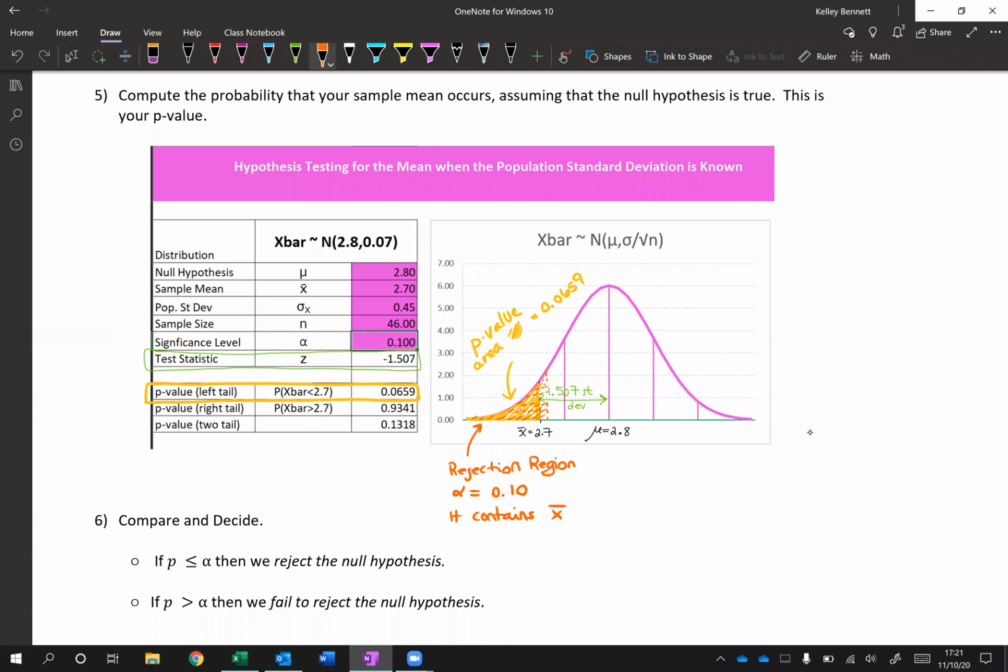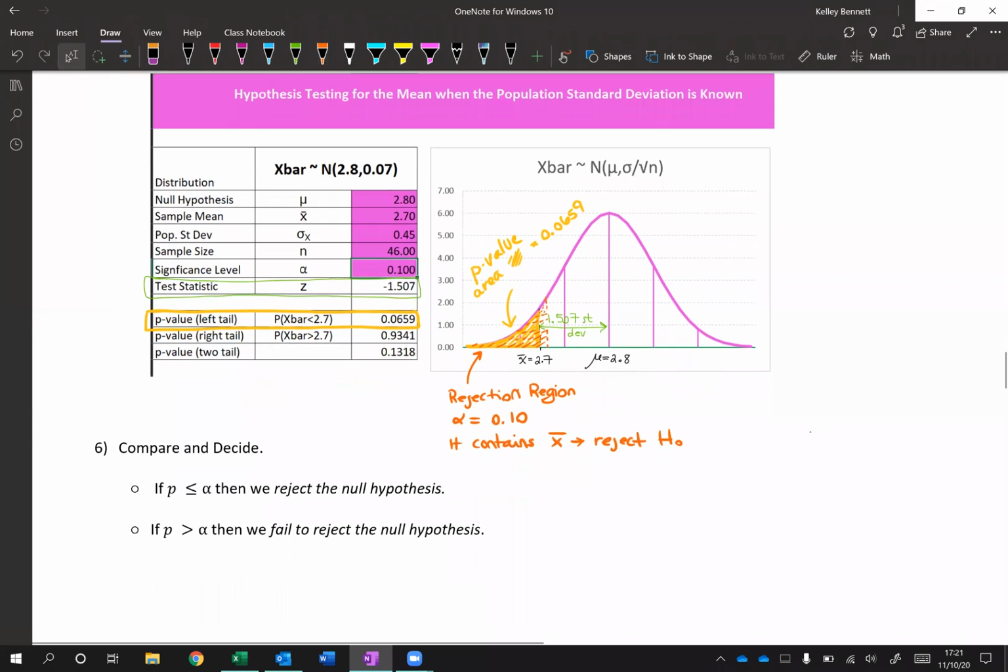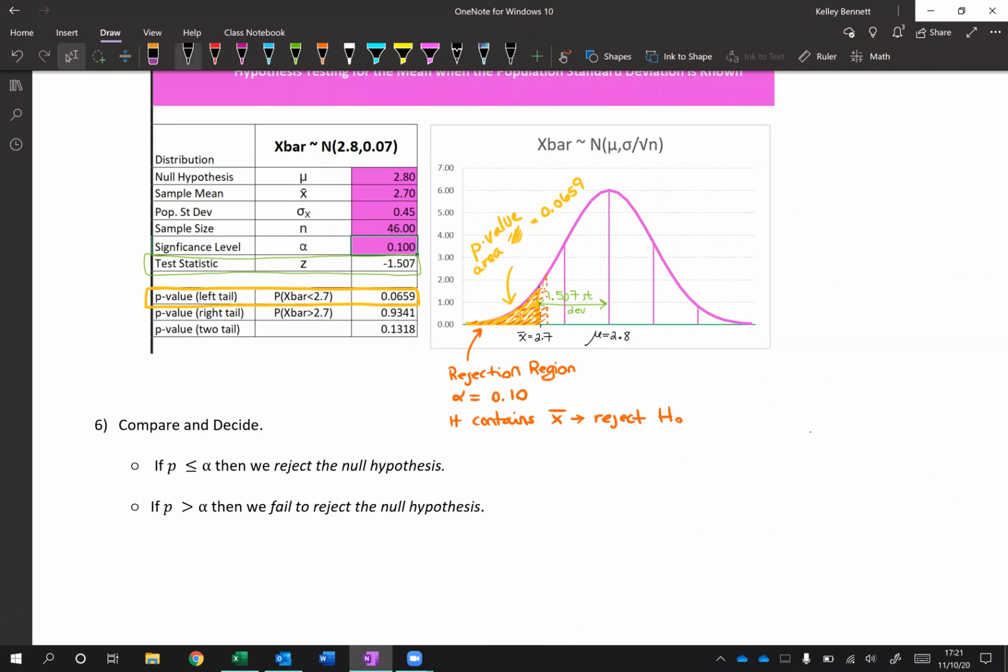So we can see that X bar is in the rejection region. So that means that we're going to reject H naught. But again, if the graphical display of this information isn't really clicking with you, you don't have to go through such lengths. You can really just look at P and alpha.